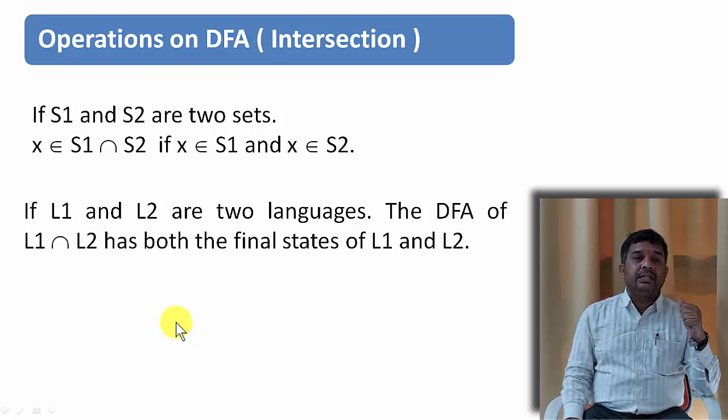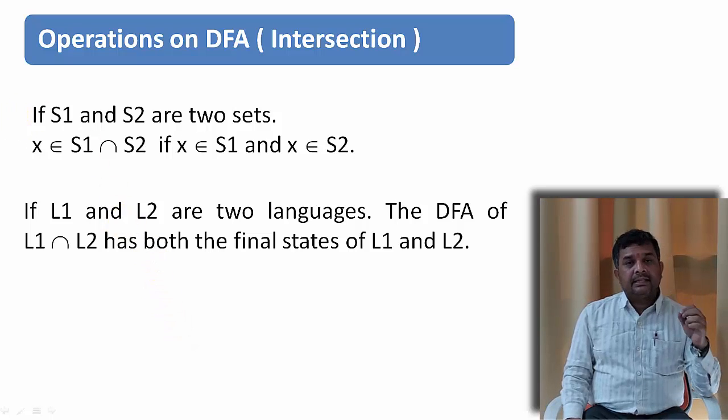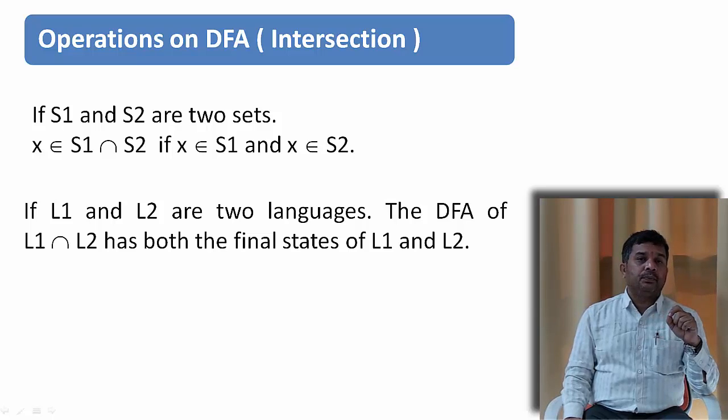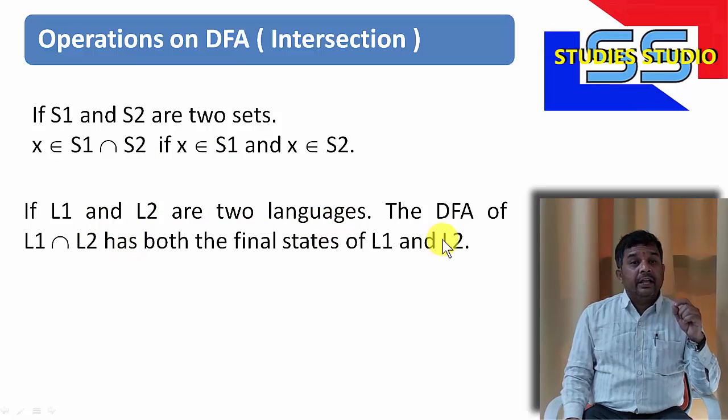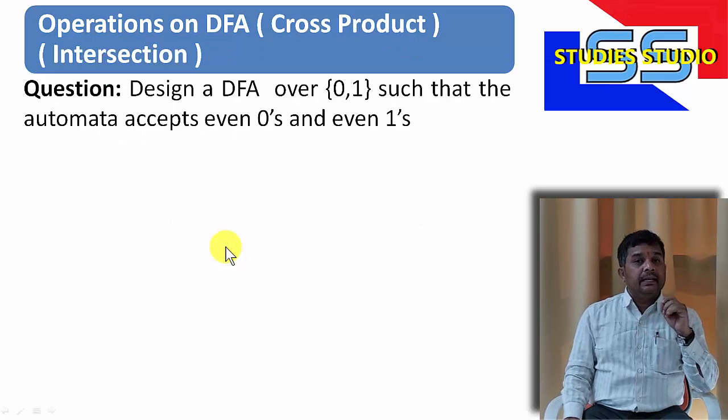Let us see the intersection operation. Basically, in set theory the intersection operation is there, and it is exactly the same here. If S1 and S2 are two sets and X is any element that belongs to S1 intersection S2, then we can say X belongs to S1 as well as X belongs to S2. It is the same in the case of languages also. If L1 and L2 are two languages, then the DFA of L1 intersection L2 has the final states of both L1 as well as L2. Let us try to understand this with the help of an example.